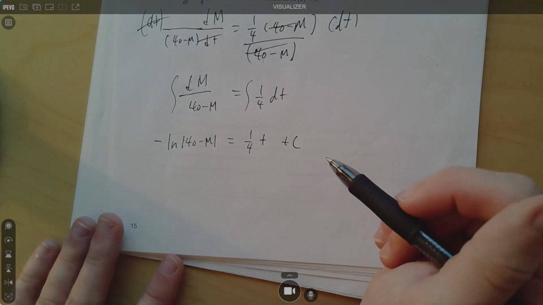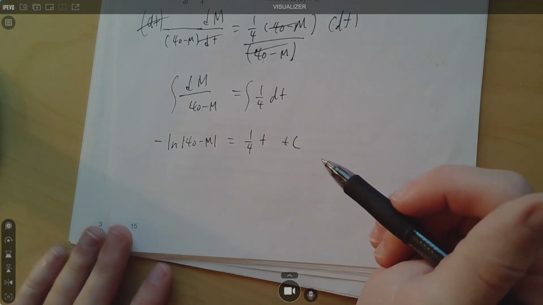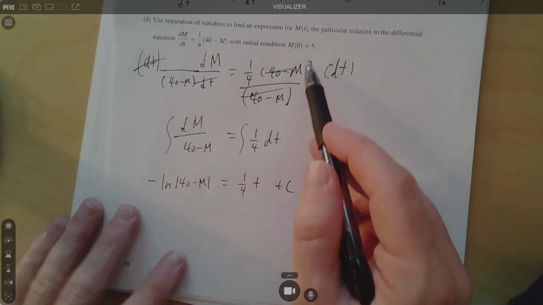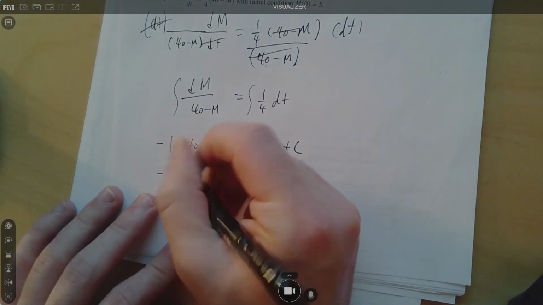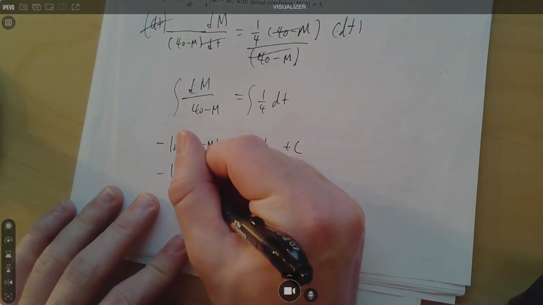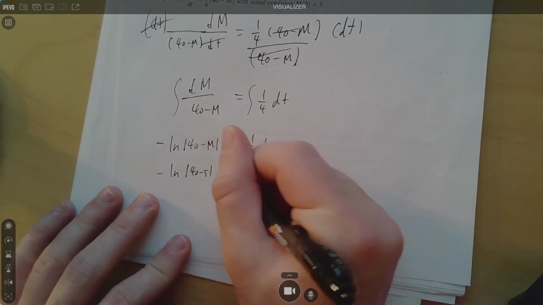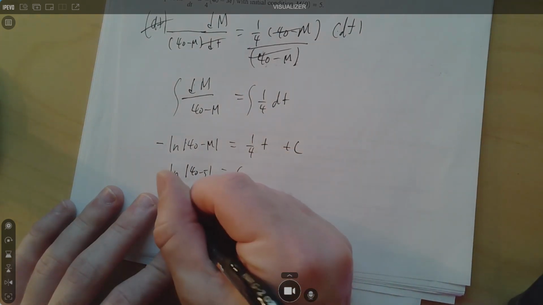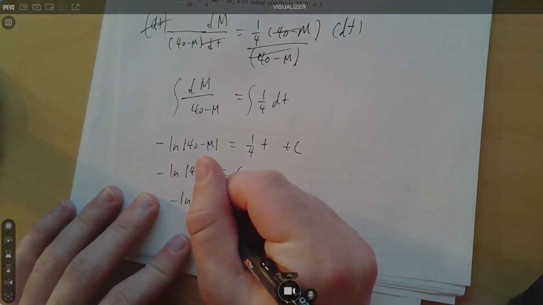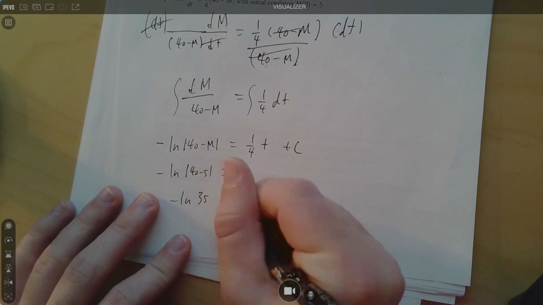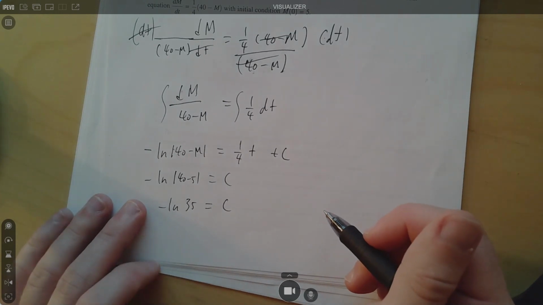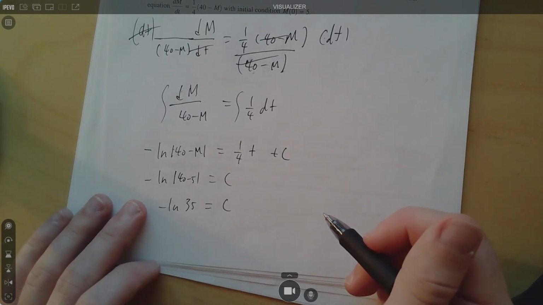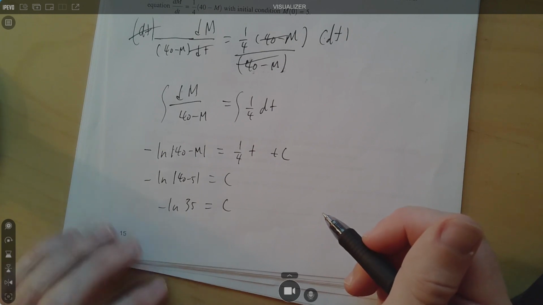Okay, and we're going to solve for c. So plug in 0 and 5: 0 for t, 5 for m. It's going to be negative ln of 40 minus 5 equals c. So it's just negative ln 35 equals c. Okay, so that's another point there. And then we will sub that into the original.